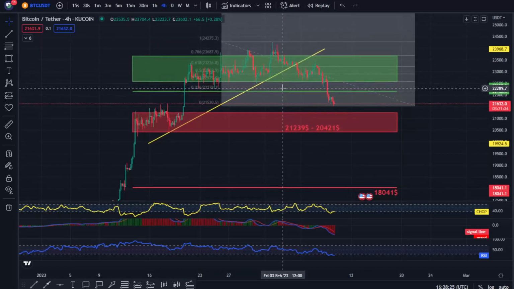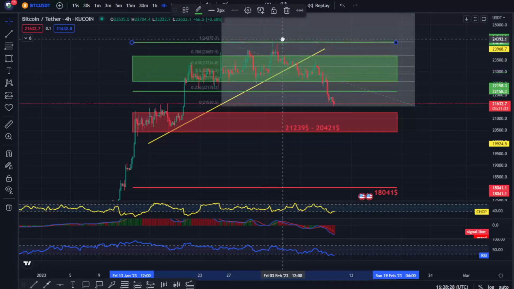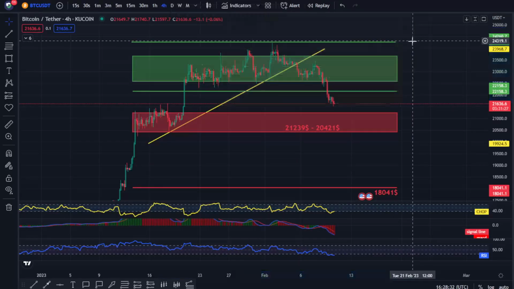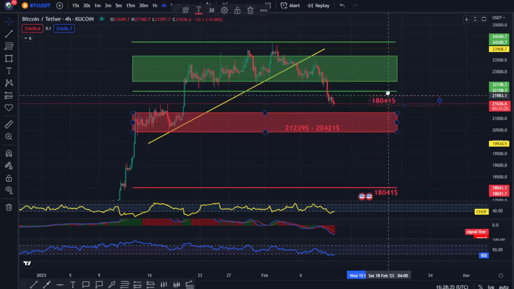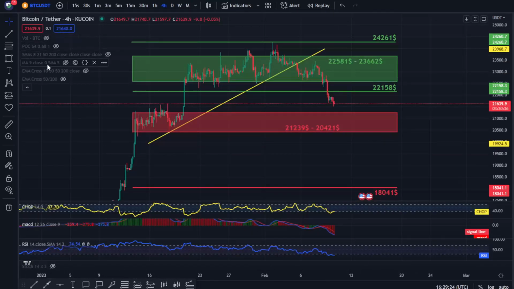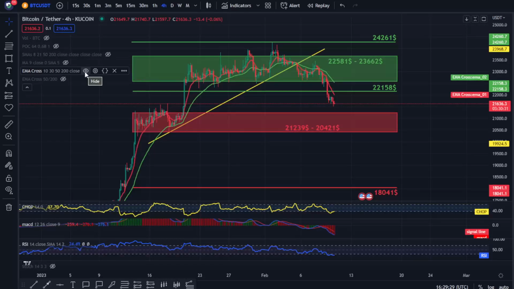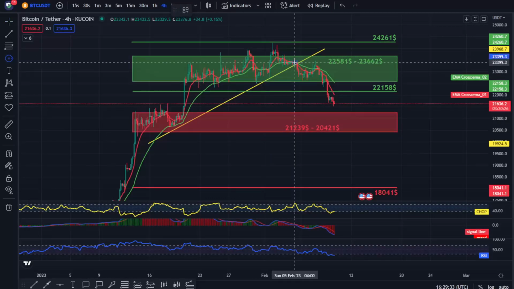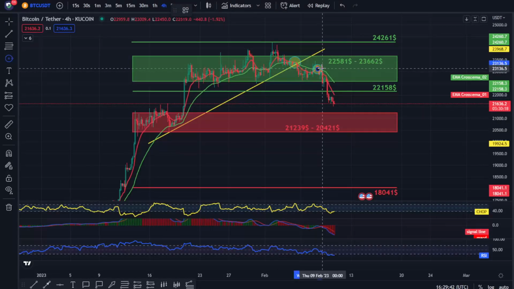Once this zone is broken, the price will move towards its latest high at $24,261. It is worth paying attention to the EMA cross 10 and 30. We see the place where we started the downward trend. Despite trying to return, we failed to change this trend.